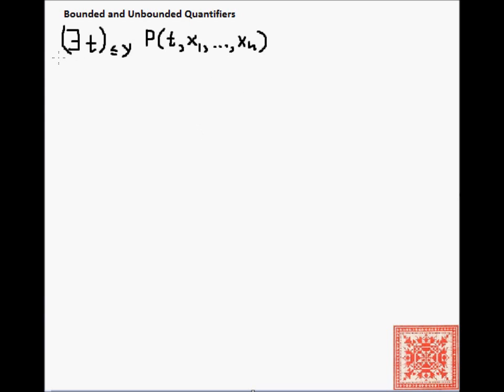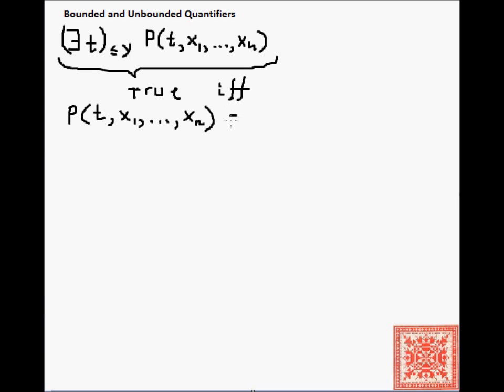So there exists t less than or equal to y for which this predicate p(t, x1 through xn), where t is the first argument and x1 through xn are some other arguments, this quantified statement is true if and only if this predicate of n plus 1 arguments is true for some value of t in the closed interval from 0 to y.